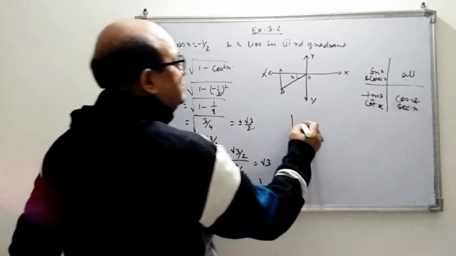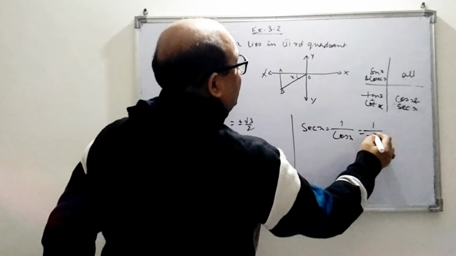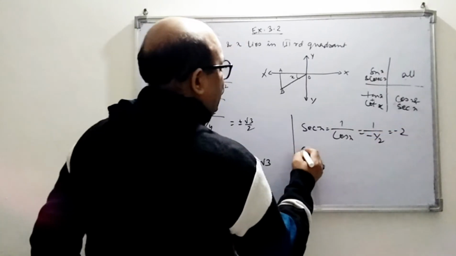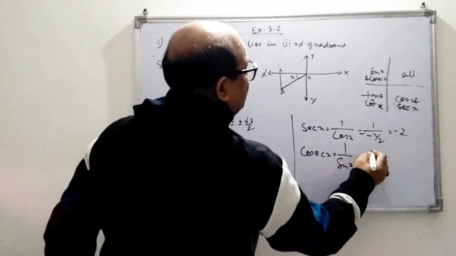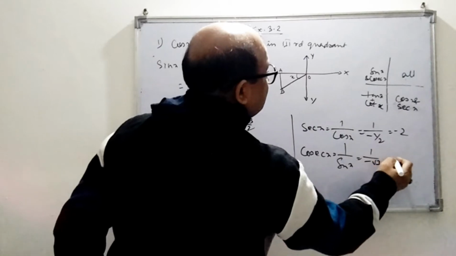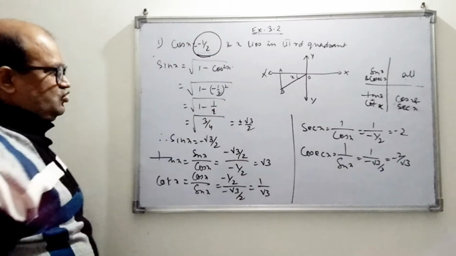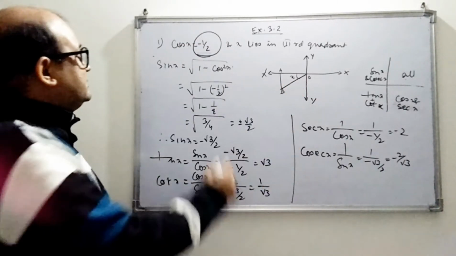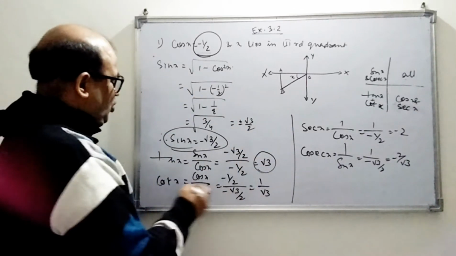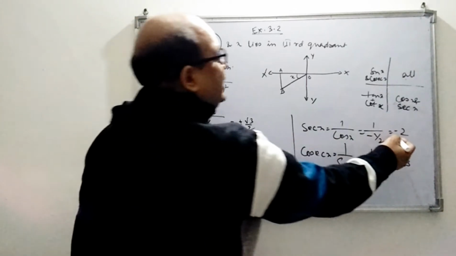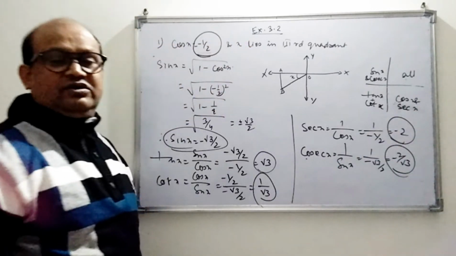Sec x. Sec x equal to 1 by cos x, that is 1 by minus 1 by 2. That gives you minus 2. And cosec x is again 1 by sin x, that is 1 by minus root 3 by 2. This gives you minus 2 by root 3. So what I got here: if cos x equal to minus 1 by 2 and x lies in the third quadrant, therefore sin x becomes minus root 3 by 2. Tan x is root 3. Cot x is 1 by root 3. Sec x is negative, minus 2, and cosec x is negative, minus 2 by root 3.